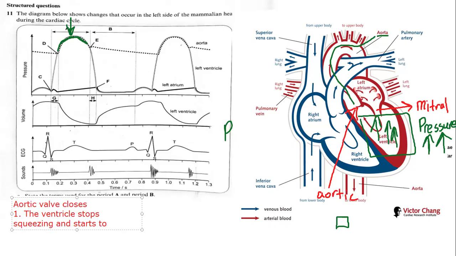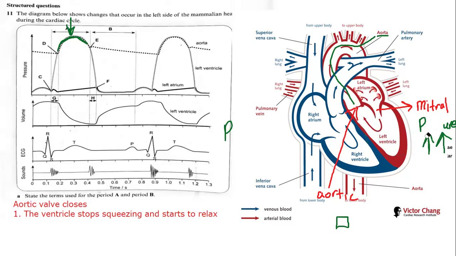Remember we said systole is squeezing or contraction. Diastole is to rest, or filling. So the ventricle is saying, listen, I ain't going to be squeezing all day, I need to relax. So the ventricle stops squeezing and starts to relax. Now, when the ventricle starts to relax, what's happening to the pressure inside the ventricle?